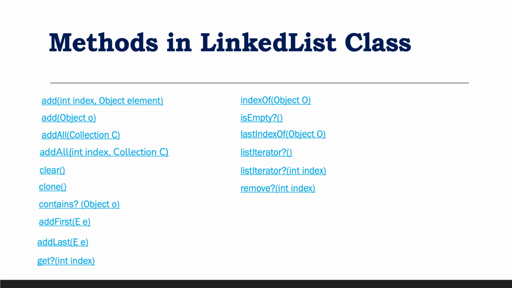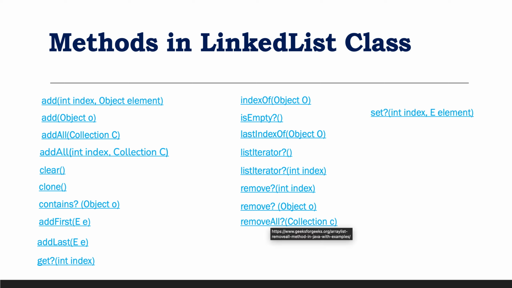Next method is remove. Remove with the index, remove with the object, and removeAll, which we use if we want to remove every element. The next method is set. Set method is used to update the element. So this is the set method, which is going to update the element based on the position.